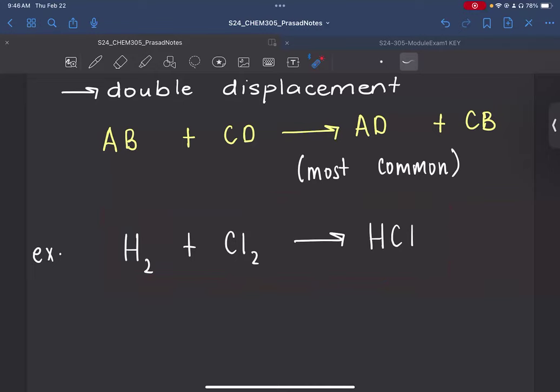On the left-hand side, we're claiming to have two hydrogens. Similarly, we're claiming to have two chlorines. That's what those subscript numbers mean, remember? That is how many of those elements or ions there are. But on the product side, there's only one of each. This is the problem, because where did those additional ones go?